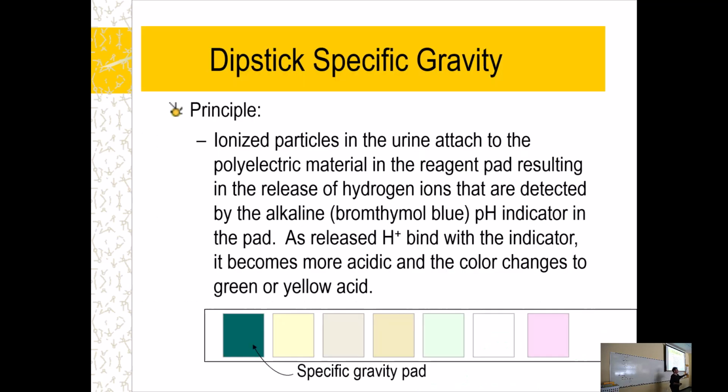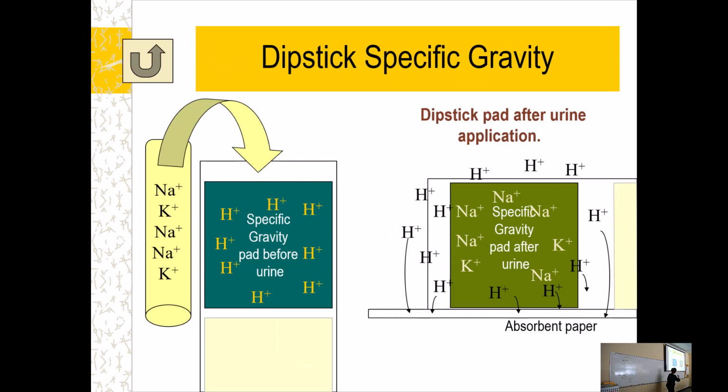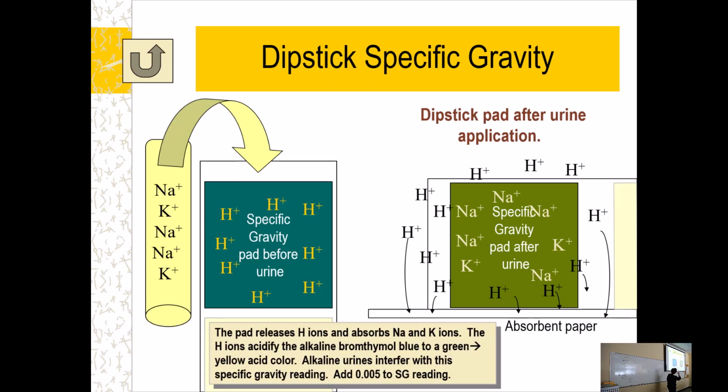Now, dipstick specific gravity. Wow, say that 10 times fast. Dipstick specific gravity is different. Everything we've talked about so far has been refractometer. For dipstick specific gravity, we look at the ionized particles in the urine attached to the pad, and what they do is displace the hydrogen ions. Those hydrogen ions get released into the urine, and that change then, it's an alkaline bromothymol blue pH indicator. As the released hydrogen binds with the indicator, it becomes more acidic and the color changes to green or yellow. So here's what's going on. Our urine has sodiums and potassiums in particular. We're just going to use those, the ionized particles.